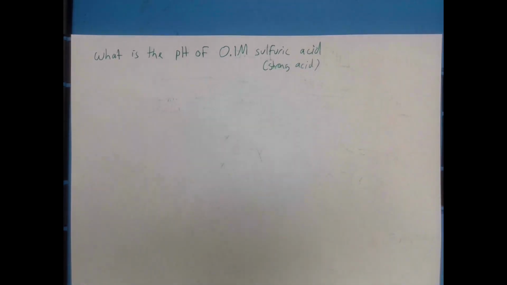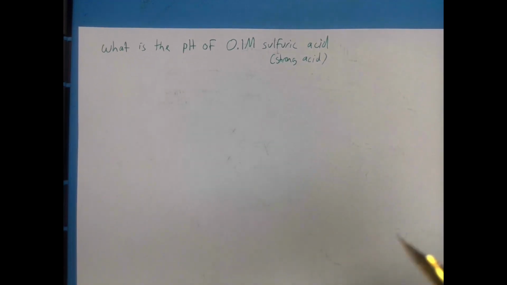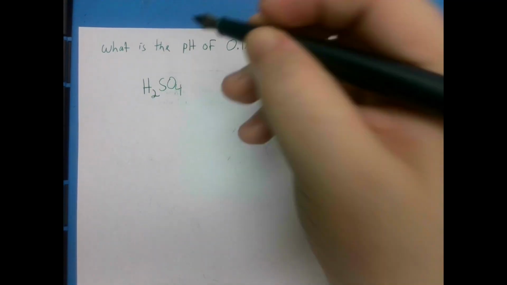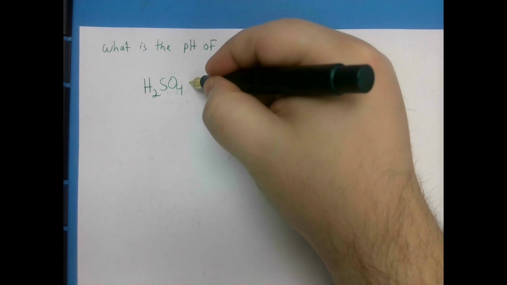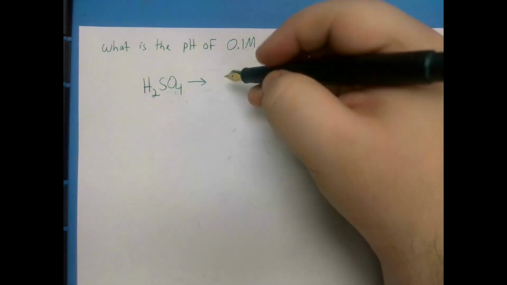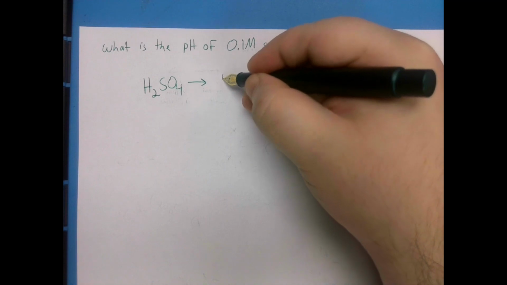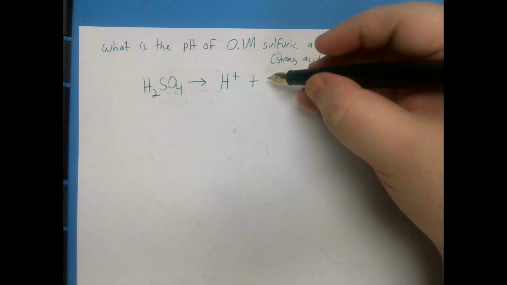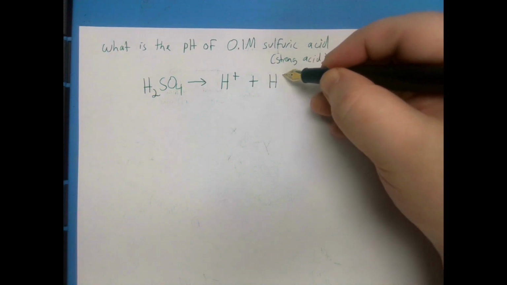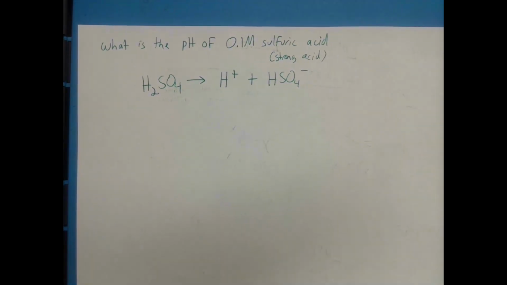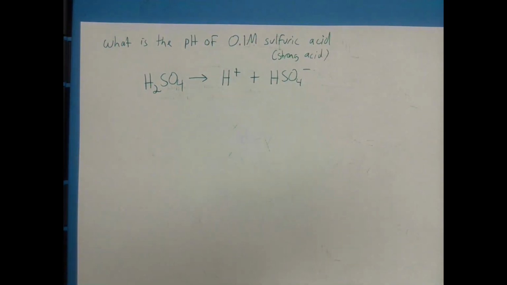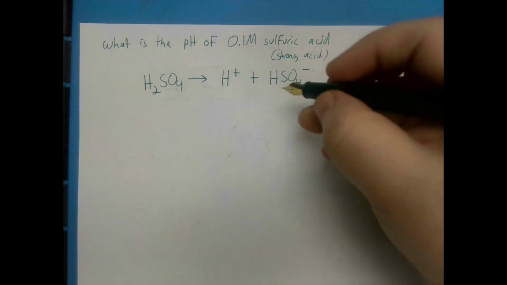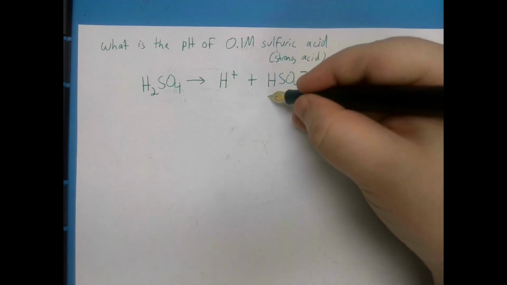But you have to be very careful with sulfuric acid. Sulfuric acid is H2SO4. It is strong, so 100% of it will break into ions. But this is where you have to be careful. The ions it breaks apart into are H plus and HSO4 negative. So one hydrogen will break off first before the second hydrogen breaks off. The reason this is important is because HSO4 is a weak acid.